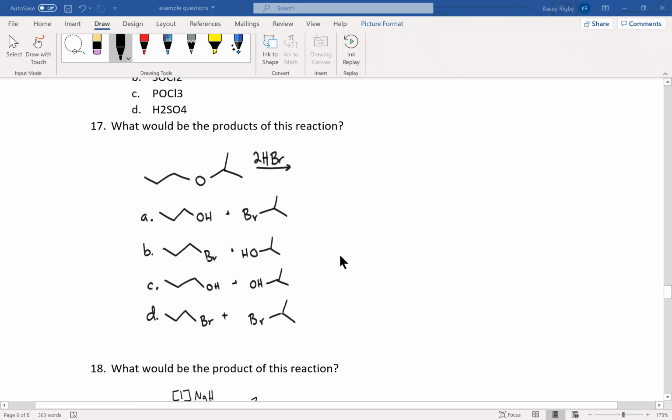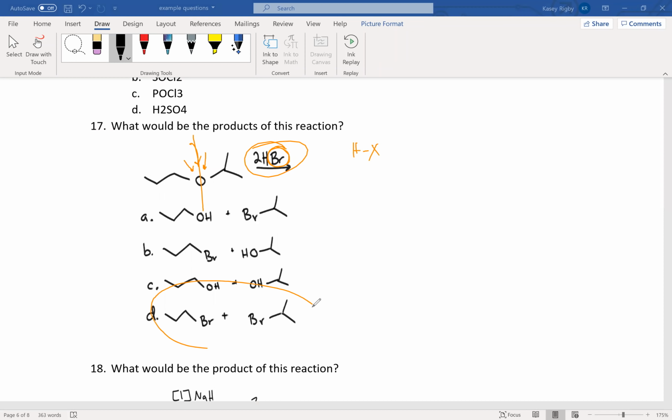Let me swap again. Okay, so what would be the products of this reaction? This is an acid catalyzed alpha cleavage of an ether. I know this because I have two equivalents of an HX along with an ether here. So what happens is I split the ether in half and I replace the oxygen with whatever that halogen is. So we're going to replace both sides of this with a Br, which corresponds with this answer right here. Does that make sense?